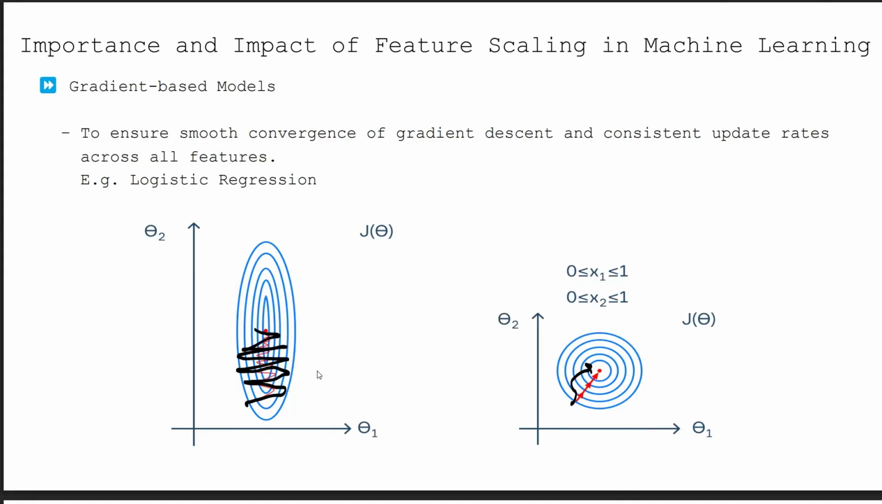So for a smoother and faster convergence, and also to reach the global optimum, although it is not always necessary, it can affect the performance. We need feature scaling for gradient-based models also, for example logistic regression.